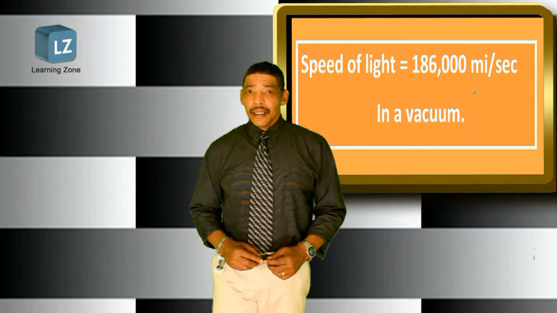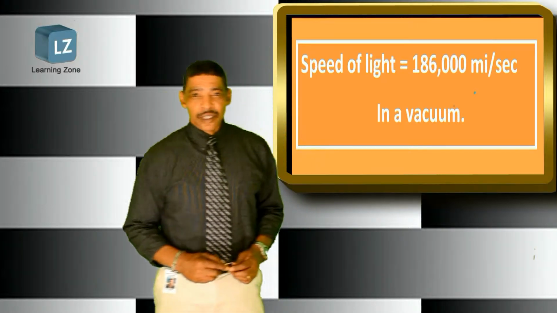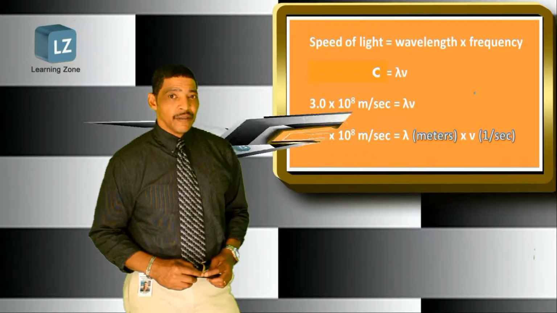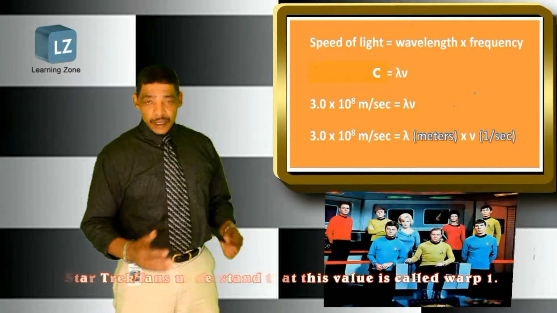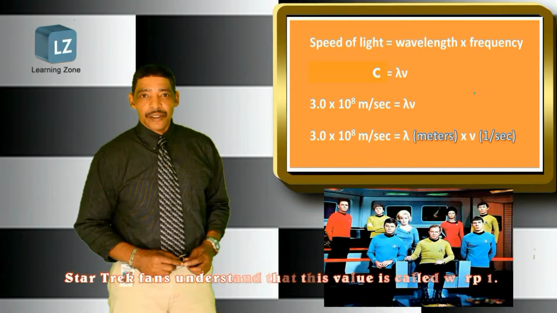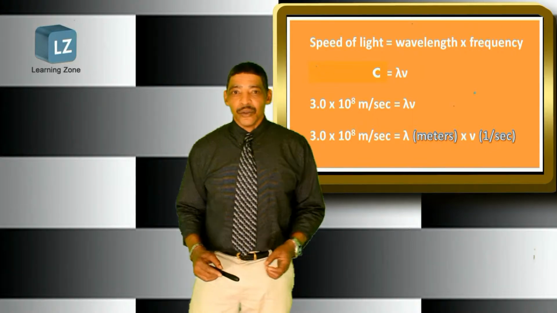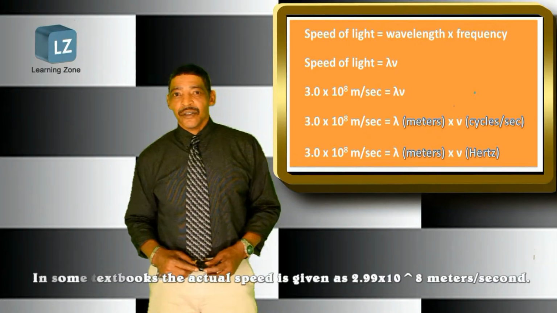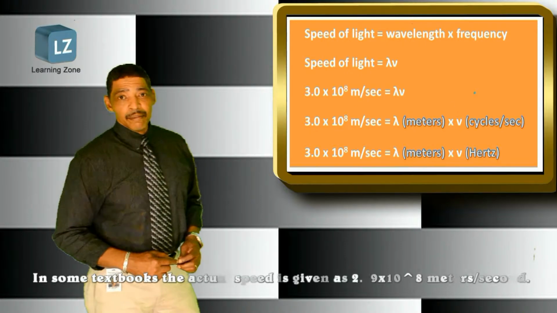In a vacuum, light will travel at a speed of 186,000 miles per second. The equation for the speed of light is written as follows, where c, which represents the speed of light, is equal to the wavelength times the frequency. Of course, in science, the British system is never used in a calculation. The speed of light in meters has been calculated to be 3.0 times 10 to the 8th meters per second.